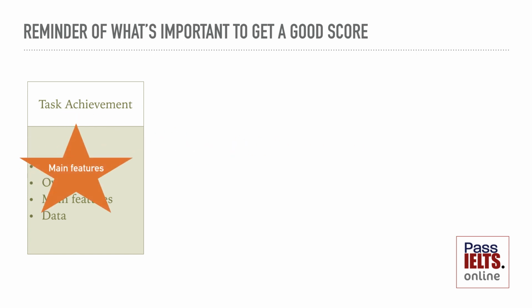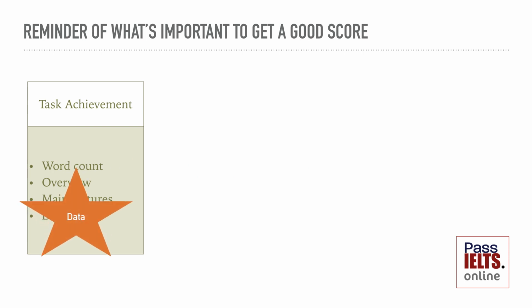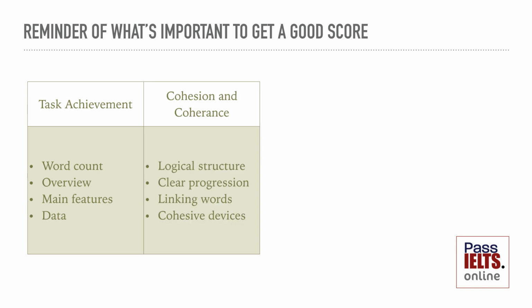You have to include the main features of the map and include data from the map to support those main features. The data in this case should be things like locations on the chart, to the left of, next to, the north of, etc. You shouldn't include or write about all the features in detail as that will lower your score.